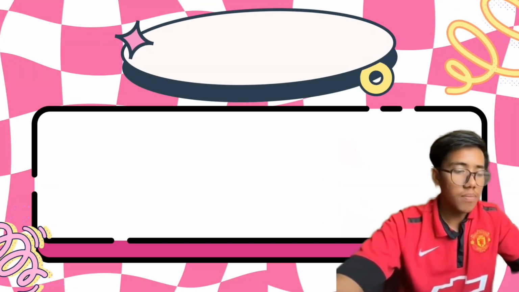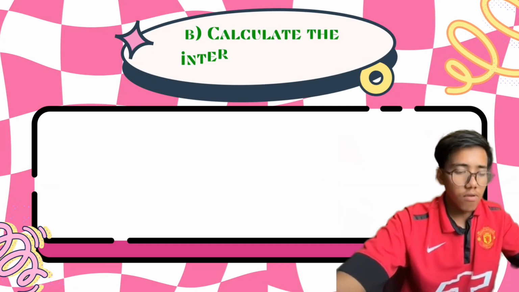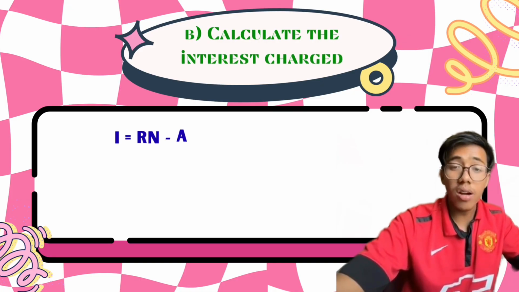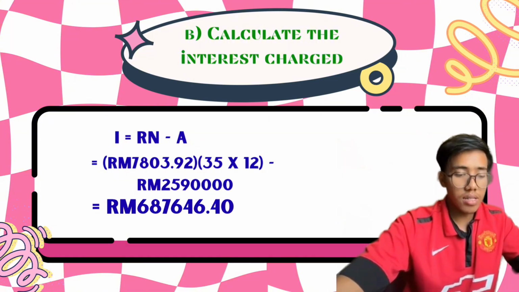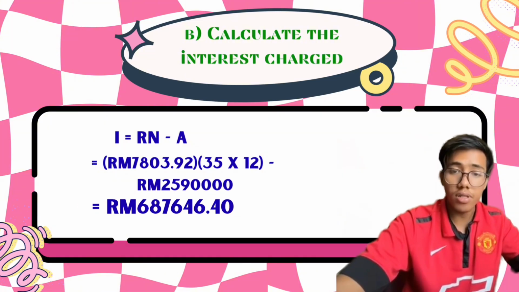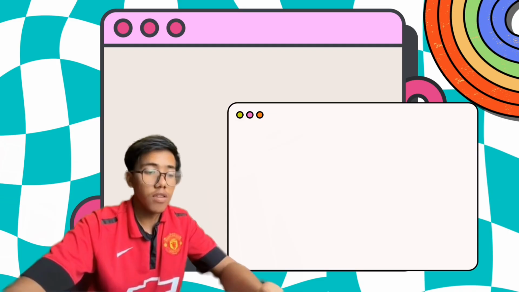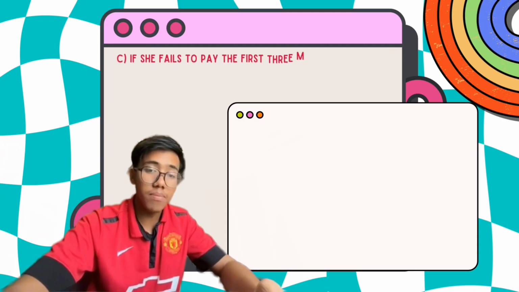So, for question B, calculate the interest charged. We have to use the formula I equals Rn minus A. After we calculate, we get the answer RM687,644.40.